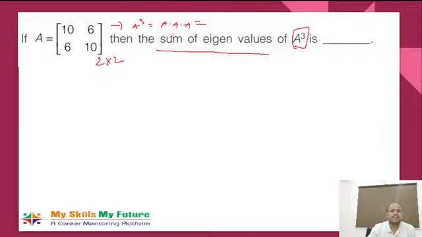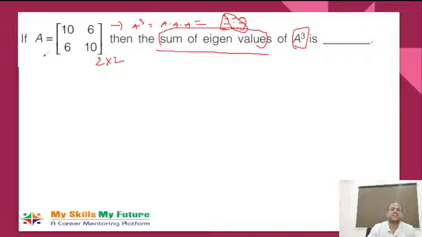Then the sum of eigenvalues is nothing but the trace of the matrix. So again you will get one more 2 by 2 matrix like this, then find the trace of this matrix. But I am not going to apply this method. For the given matrix, I want to apply some properties of eigenvalues.